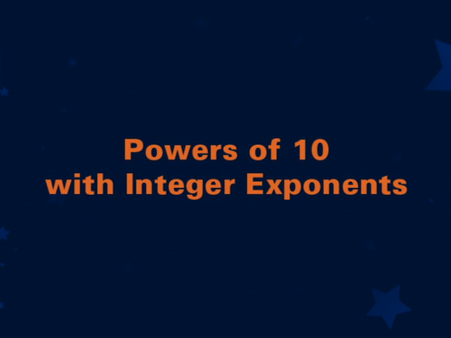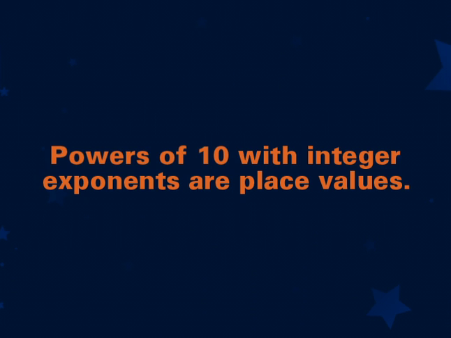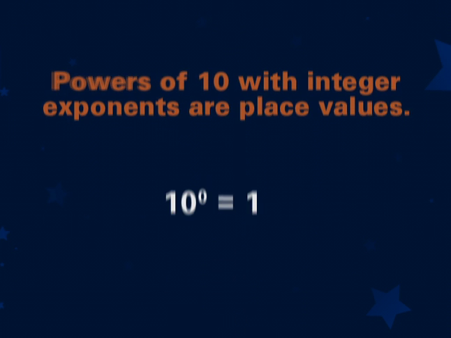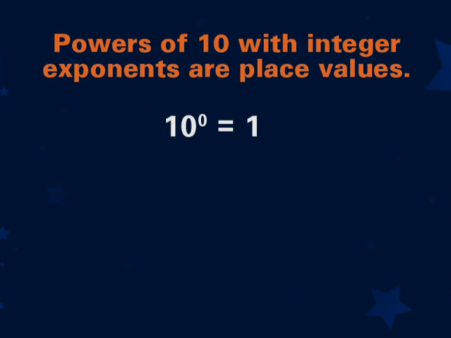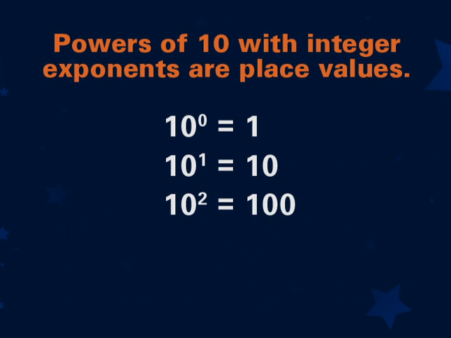In this lesson, you will be introduced to scientific notation. Scientific notation uses powers of 10 with integer exponents. Powers of 10? That has something to do with place value, doesn't it? Why, yes, Eddie. In fact, powers of 10 with integer exponents are place values for the base 10 system. For example, 10 to the 0 power is 1, as in the ones place. 10 to the first power is 10. 10 squared is 100. And 10 cubed is 1,000.